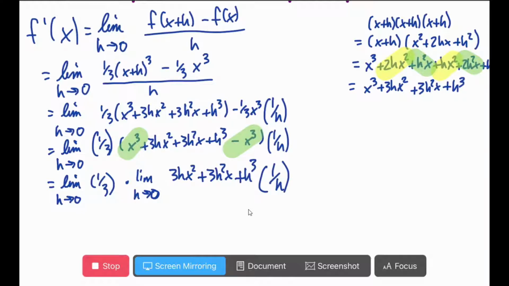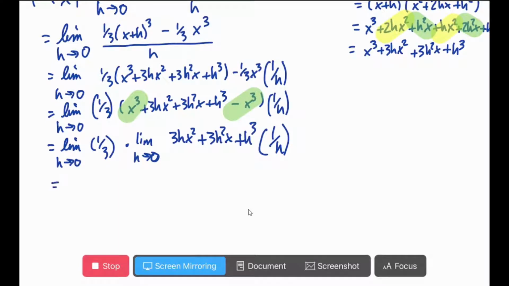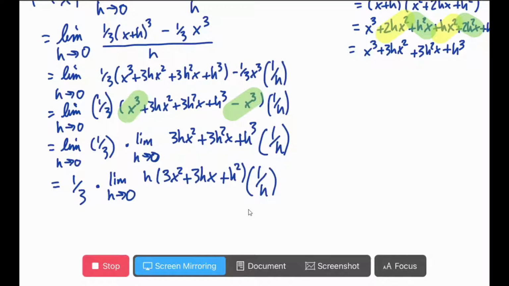And what do we notice now? Well, every term here has an h in it, so maybe I should factor that out. So the limit as h approaches 0 of 1 over 3. There's no h value in here anymore, so the value is just going to be 1 over 3. There is no h to approach 0. So 1 over 3 times the limit as h approaches 0 of h times (3x squared plus 3hx plus h squared) times 1 over h. Now I have an h in my numerator and in my denominator, so we can cancel those out.